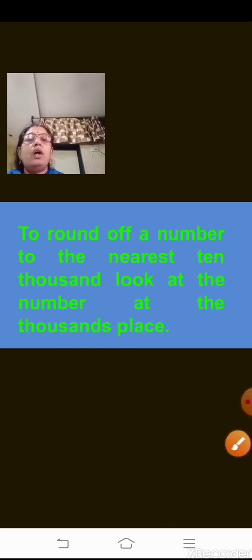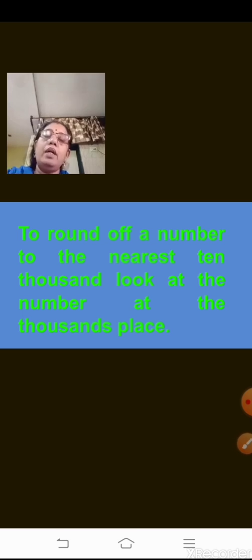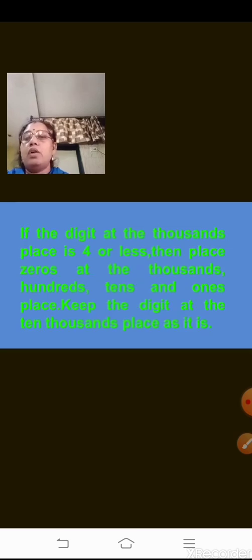Same way, to round off a number to the nearest 10,000, look at the number at the thousands place. Now let's revise it. To round off a number to the nearest tens, you will see the number in the units place. To round off to the nearest hundreds, you will see the number in the tens place. To round off to the nearest thousands, you will see the number at the hundreds place. Same way, to round off to the nearest 10,000, you will look at the number at the thousands place. And the rule is the same.